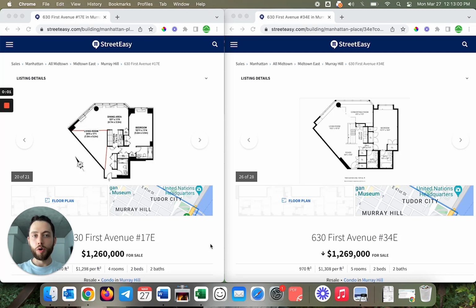In this video, we're going to show you how it's possible for an apartment in New York City on a higher floor to have lower property taxes than an identical apartment downstairs.